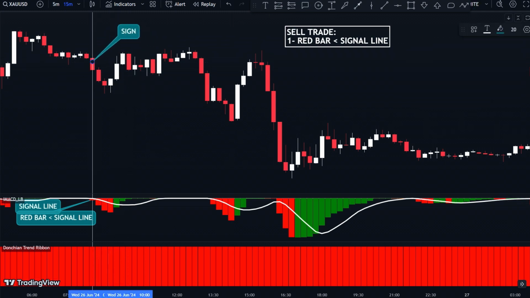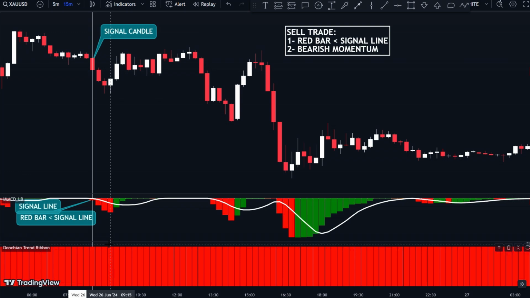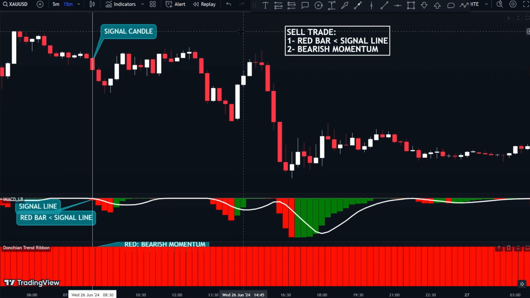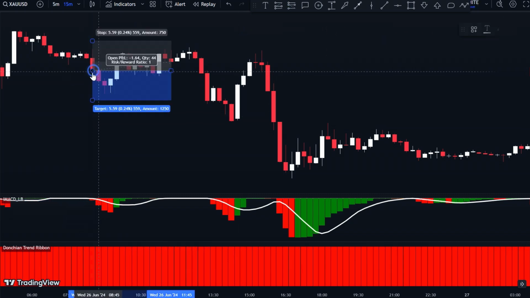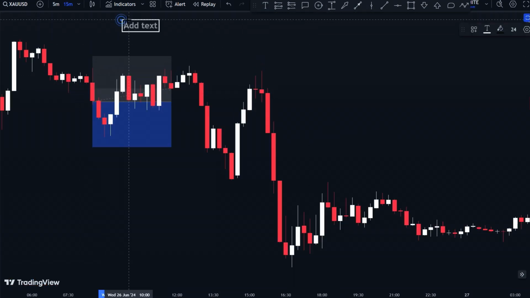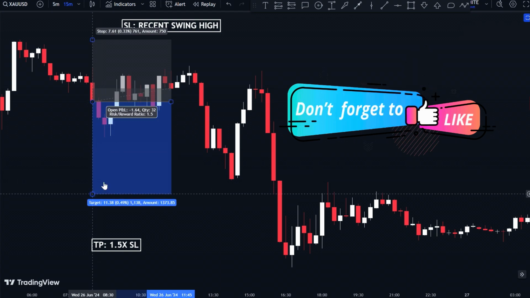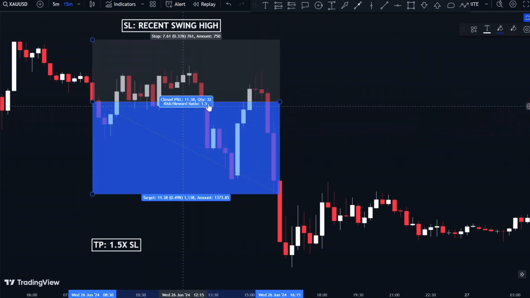Next, we gotta make sure the trend has a bearish momentum. To do that, we just check the corresponding component of the Donchian ribbon oscillator. If it's red, we've got ourselves a confirmed bearish momentum and a sell signal. Now that we've got all the pieces in place, it's time to pull the trigger on that sell position. Right after you open the position, set your stop loss above the most recent swing high of the market. And if you're aiming to cash in those profits, set the target 1.5 times the risk. And there you have it, a simple, effective strategy.